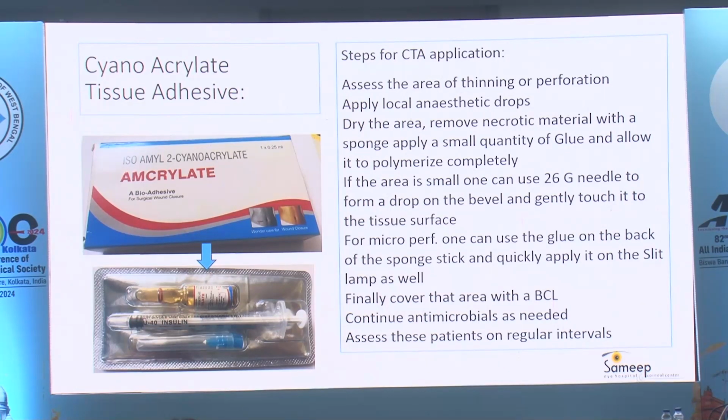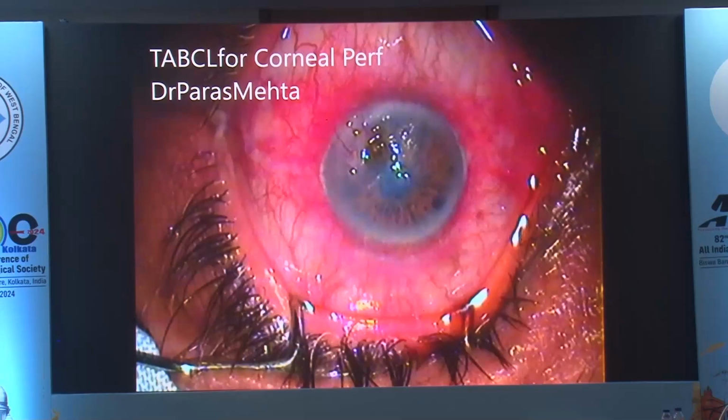You can just put a small amount of tissue adhesive on that area and touch that area to the corneal perf site. If it is a very small micro perforation, you can even use it as an in-office procedure. You can do this procedure on the slit lamp if the patient is a little cooperative. Finally, cover that area with a bandage contact lens once it polymerizes, continue antimicrobials as needed and assess the patient at regular intervals.